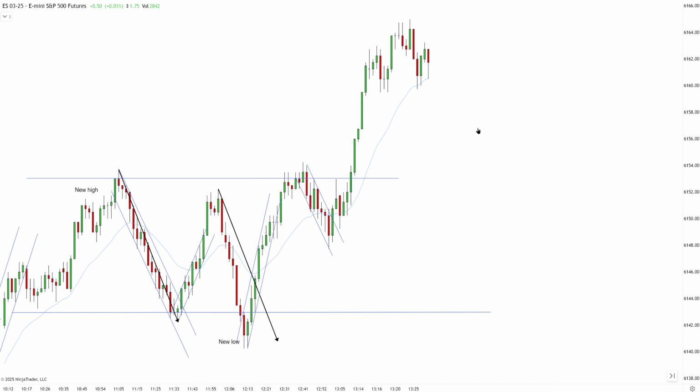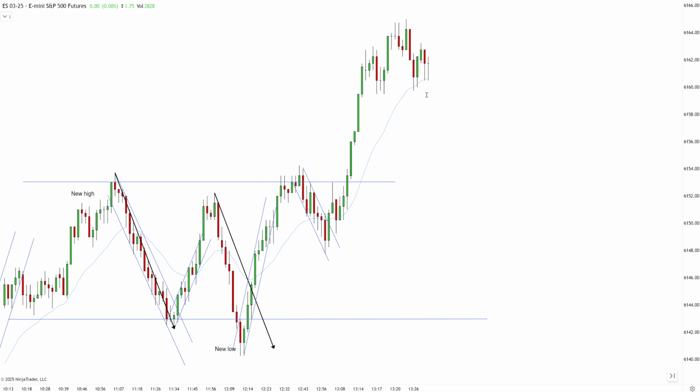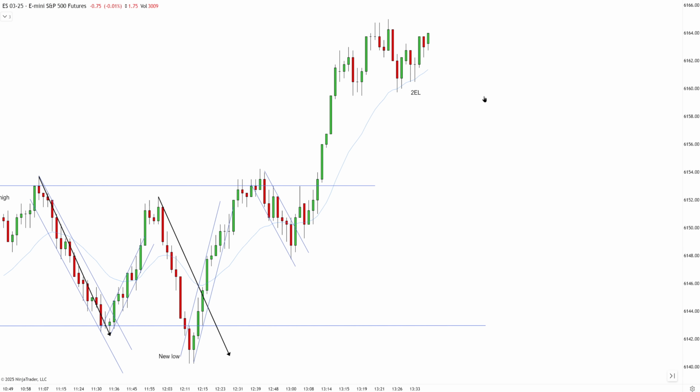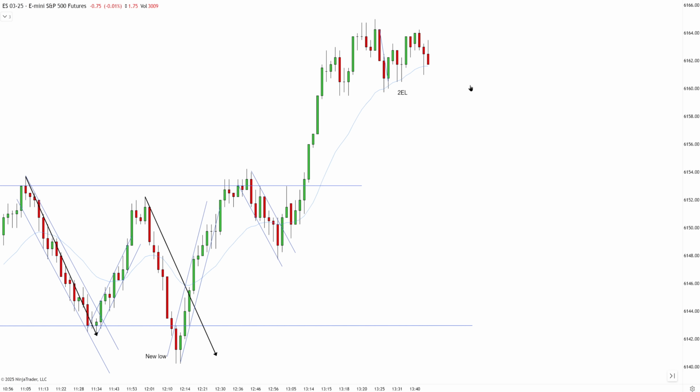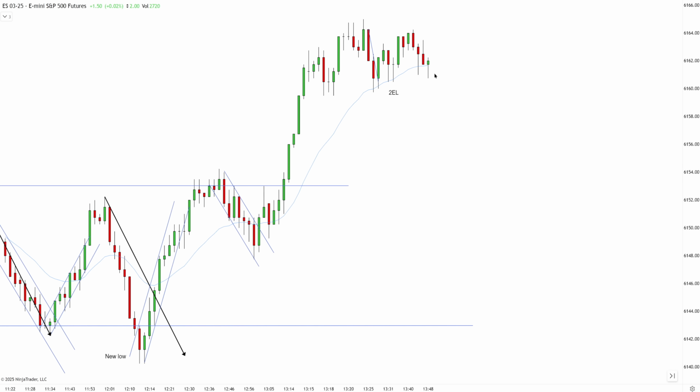Let's see what's going to happen. We have a second entry long here, but I don't have a good confirmed uptrend just yet, so I can't really take it, even though it worked. The market is correcting, and this is interesting.